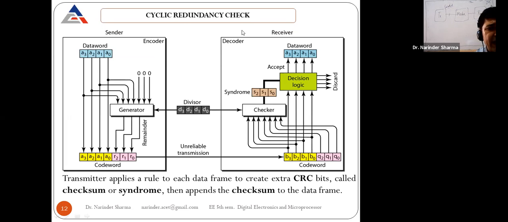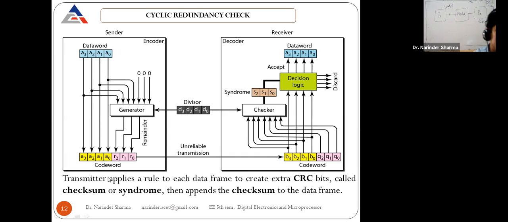So in the cyclic redundancy check, you can see there are data words. As I told you, 4 bits are for the data, and 3 bits are generated by the generator. 4 plus 3, you can see at the code side there are 7 bits. D3, D2, D1, D0 are for the data. These are from the sender end, and these are at the receiver end. It has to be checked by dividing. If the remainder is 0, it is correct.